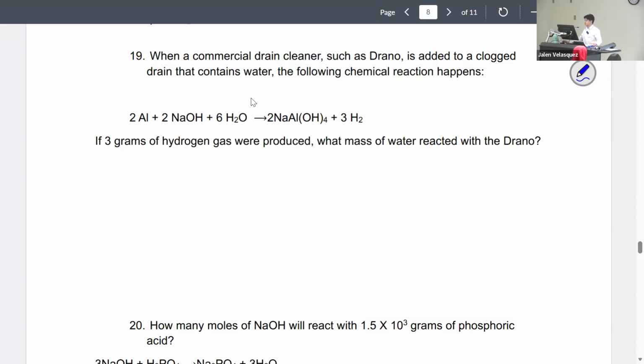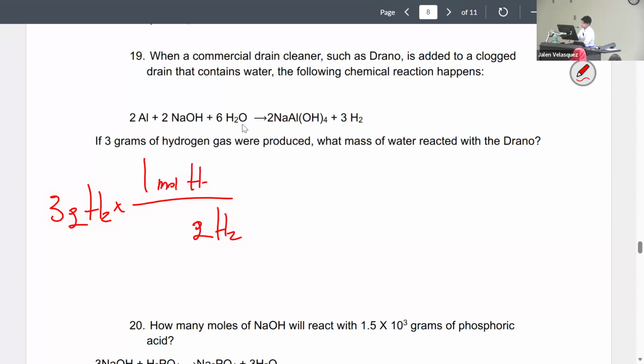Essentially, we're going from the grams of hydrogen to the grams of water. We've done that a million times. So what am I starting with here? 3 grams of H2. We're going from the grams of H to the moles of H, from the moles of H to the moles of water, and then from the moles of water to the grams of water. To get to the moles of H, you have to use the molar mass. So what would that be? Good, 2.